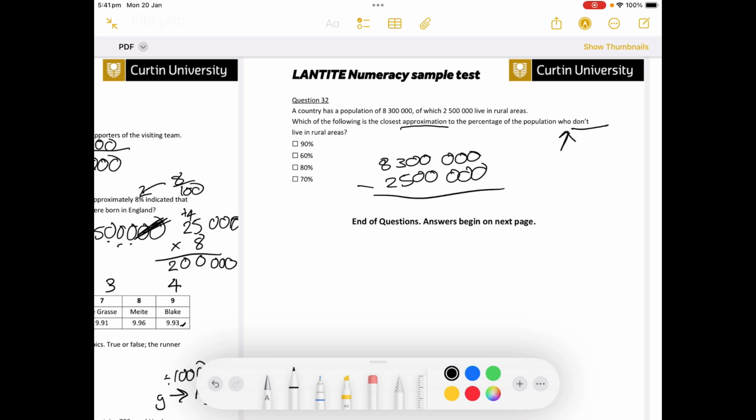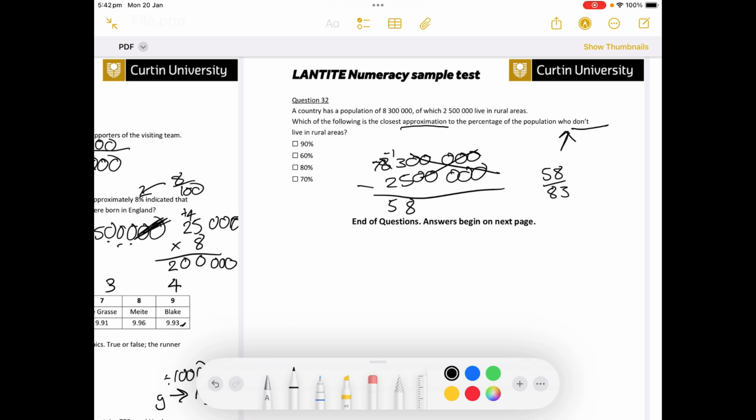One way to do this is I like to do a little trick where I see that we've got the same number of zeros in both of these. So I'm just going to ignore the zeros, and I'm going to treat it as 83 and 25. So let's do this subtraction, okay? 3 is smaller than 5, so I'll borrow a 1 from here. 13 minus 5 is 8. And then I've got 7 minus 2, that's 5. Alright, so my fraction is going to be 58 over 83.